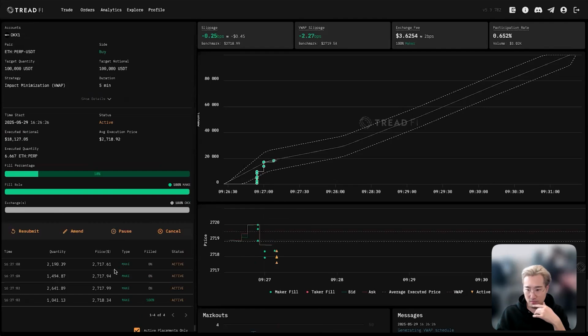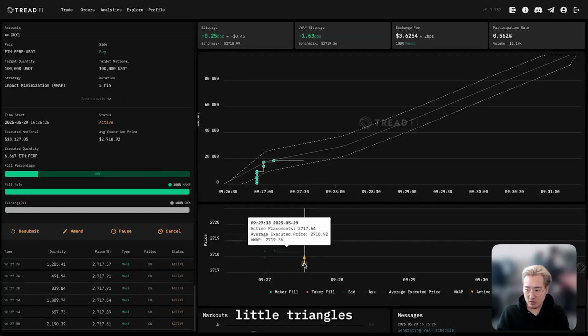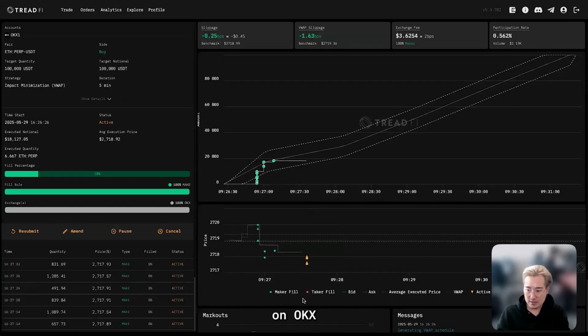At least for this order, the engine decided to slice each slice at some range up to about 2.6K. This number is actually not predetermined. It's fully dynamic based on the market conditions, based on what's happened to the order so far. Each of these little triangles represents one order on OKX, and if you go to the OKX website, you can actually see those orders getting placed and moved around and canceled and whatnot. And so we only have 5 minutes, so I'll just talk about what the engine's really targeting in terms of execution here.